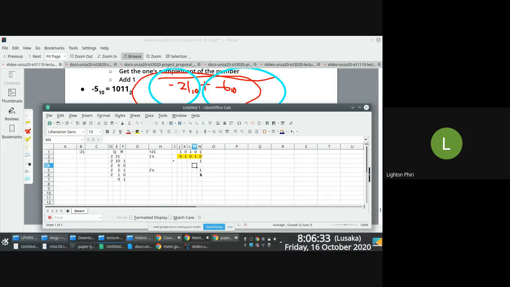So 0 and 1 is 1. 1 and nothing is 1. 0 and nothing is 0. 1 and nothing is 1. 0 and nothing is 0.